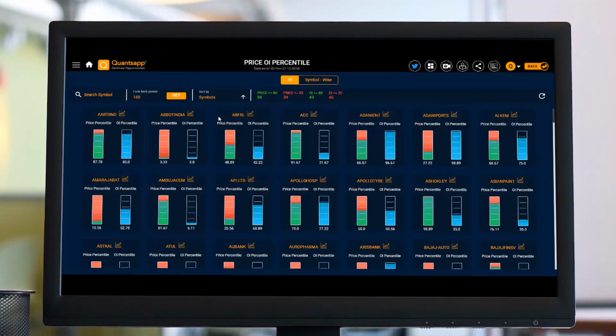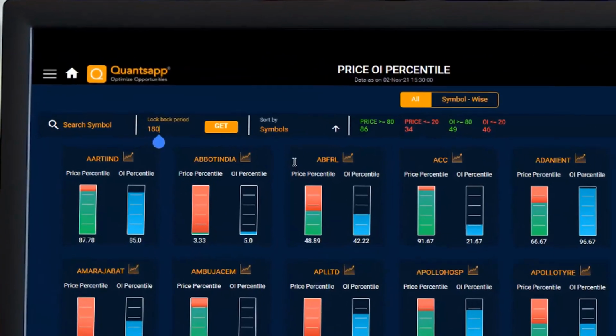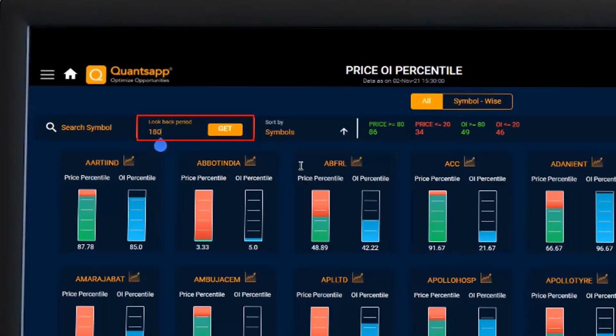So we can use the price OI percentile to quickly identify such stocks which are trading at the highest or lowest price level of its last 180 days. Now first we need to go ahead and set our look back period, which is basically how much data we want to consider while doing this analysis or filtration. So let's keep it 180.